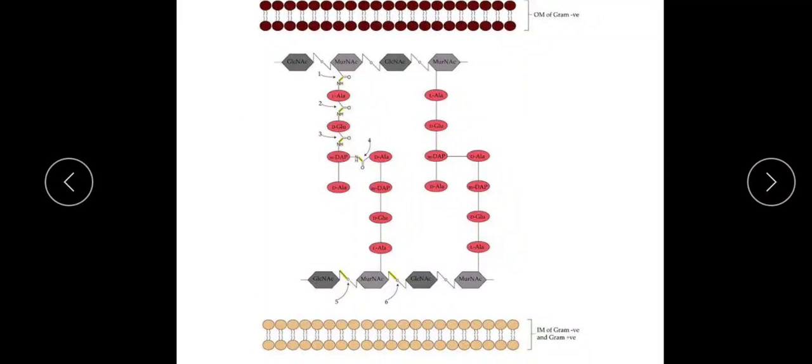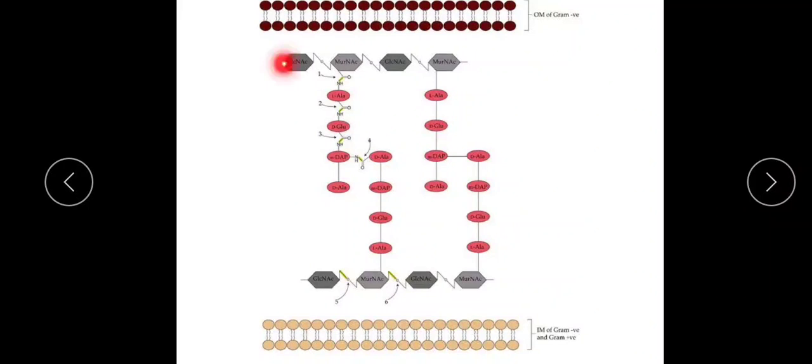And coming to the structural details of a bacterial cell wall. Bacterial cell wall, as we have already mentioned, is made up of peptidoglycan, or another name is mucopeptide. And this peptidoglycan is made up of alternating units of NAG and NAM. What are NAG and NAM? You can see here, this is NAG and this is NAM. We can abbreviate them as NAG and NAM.